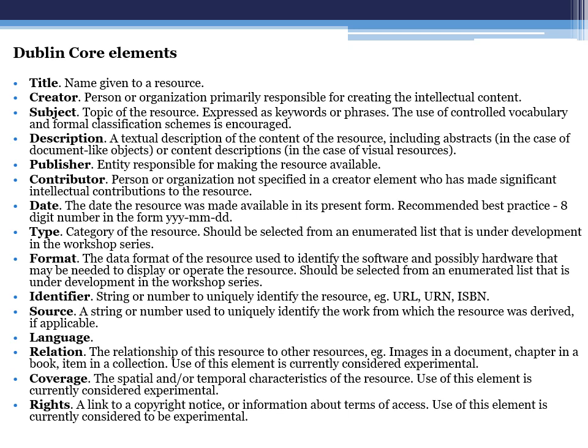So: title, creator, subject, description, publisher, contributor, date, type, format, identifier, source, language, relation, coverage, rights.